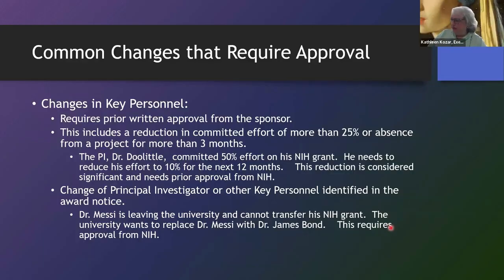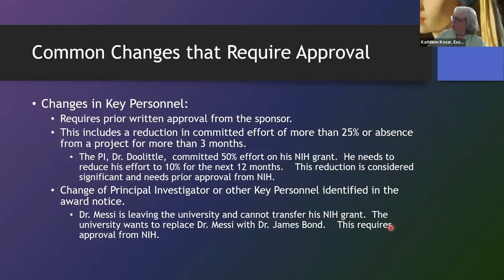For example, Dr. Doolittle, when he submitted his proposal, he wanted to commit 50%. His proposal was awarded. So NIH has an expectation, because they awarded his proposal, that he will continue to commit 50% of his time on this project. However, he needs to reduce his effort to 10% for the next 12 months. That is greater than a 25% reduction.